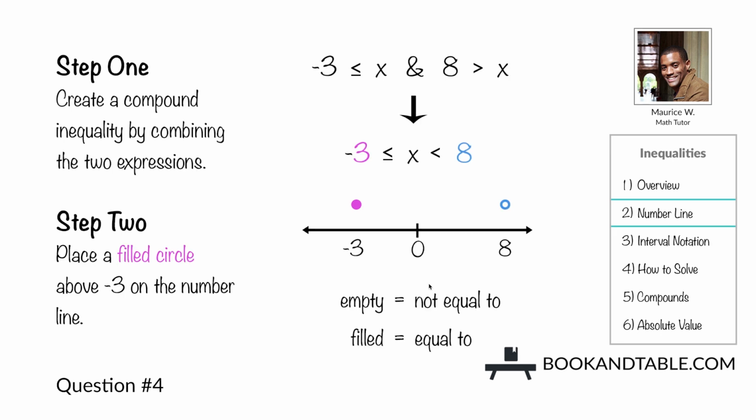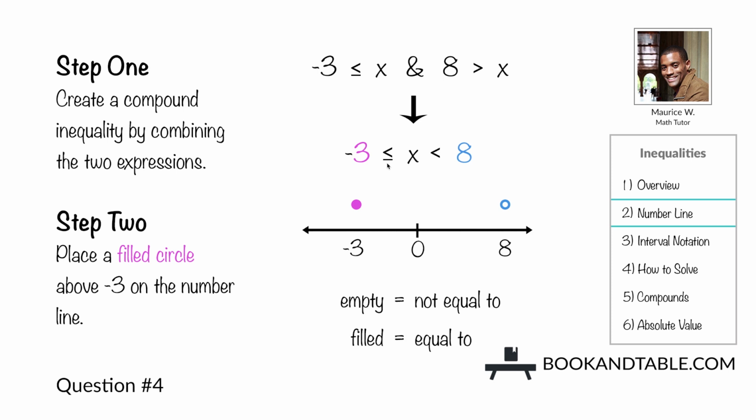And then lastly, for question number 4, we were given 2 different expressions. -3 is less than or equal to x, and 8 is greater than x. So the first step is actually to create a compound inequality by combining these 2 expressions. Since we know x is larger than a particular value and x is less than 8, if we turn this expression around, we get x is less than 8, and x is greater than or equal to -3. So we can combine those, and we see x is greater than or equal to -3, and it is less than 8. So we have a compound inequality here, and now we can proceed as we normally would.